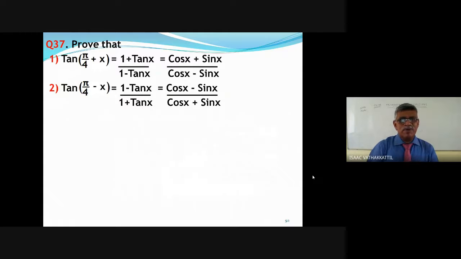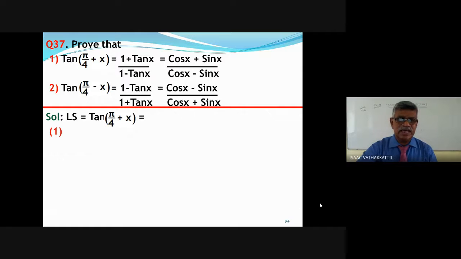Tan of pi by 4 plus x is equal to 1 plus tan x by 1 minus tan x, and that's equal to cos x plus sin x by cos x minus sin x. Now, tan of pi by 4 minus x. These things I give as a problem, but you can keep them later as a formula. The problem is very simple.